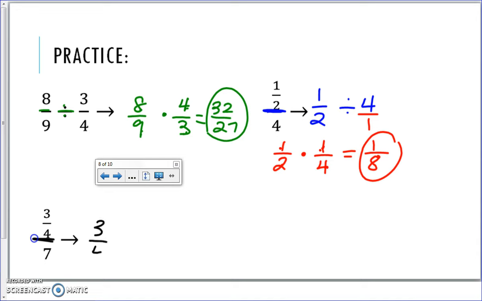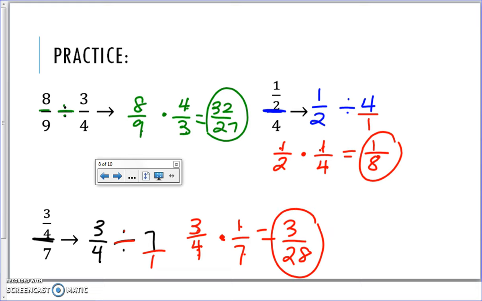3/4 divided by 7. Now it looks more like something we know how to operate with. I'm going to change it just like I did before. The 3/4 stays the same. My division sign is now going to be multiplication, and my 7, which is really over 1, is going to become 1/7. I look to reduce, cross reduce. Nothing reduces in this one. 3 times 1 is 3, and 4 times 7 is 28. I know that doesn't reduce because I already checked for reducing before I multiplied.